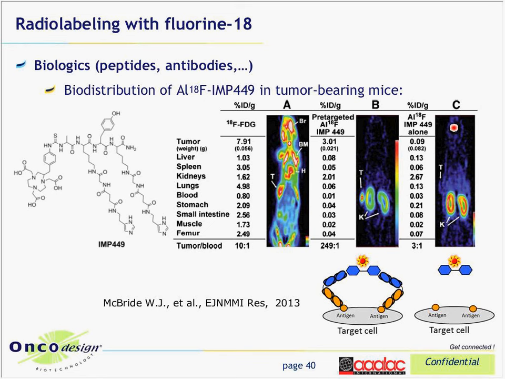You have here, on C on the right, images recorded when no specific antibody was injected. We can see the tumor. And in B, you can see the tumor. In that case, the bispecific antibody was injected prior to the injection of the fluorine 18 labeled peptide. And FDG was done for comparison.